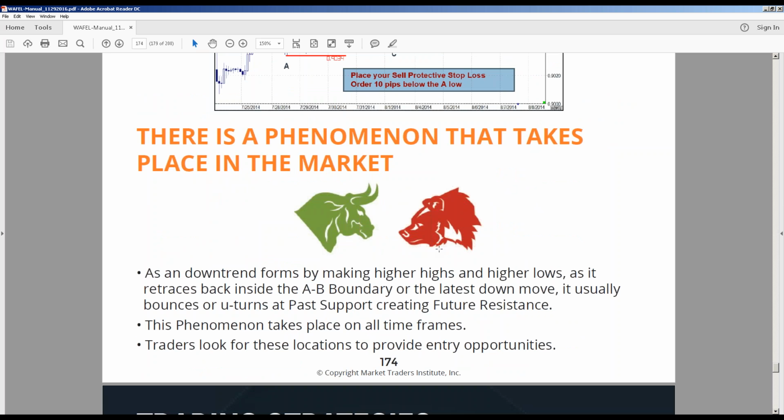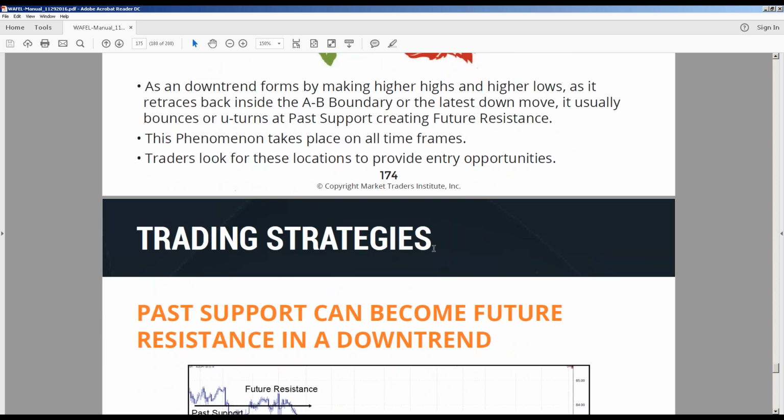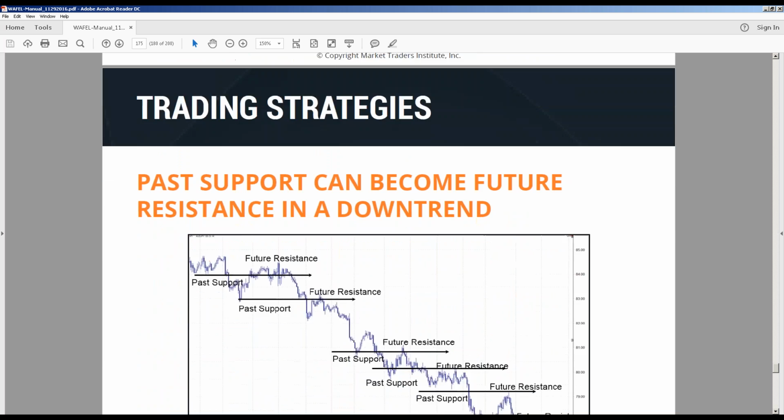Now there's a phenomenon that takes place in the market as a downtrend forms by making lower highs and lower lows. As it retraces back inside the AB boundary or the latest down move, it usually bounces or U-turns at past support, creating future resistance. This phenomenon takes place in all time frames, and traders look for these locations to provide entry opportunities.